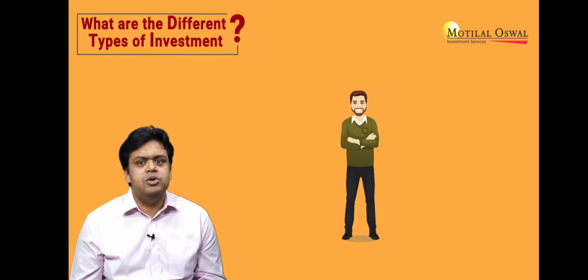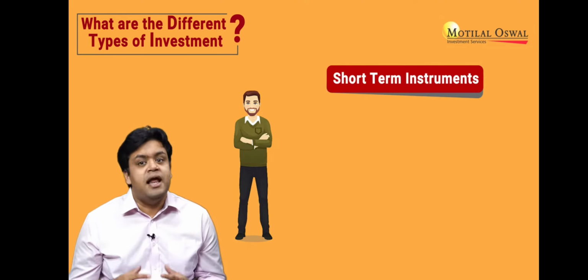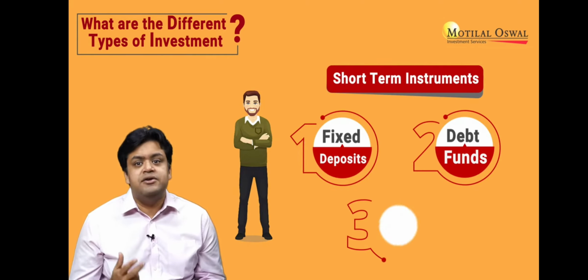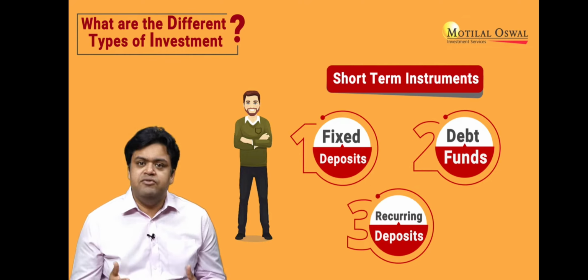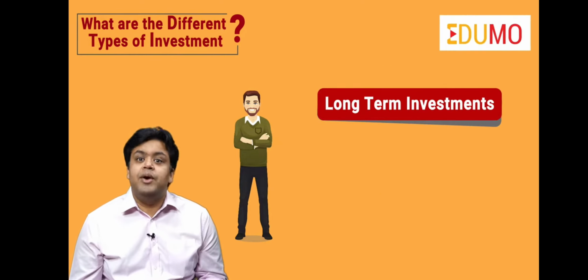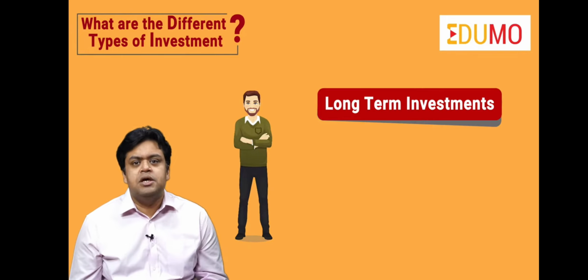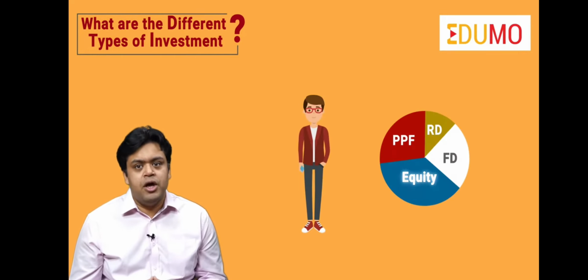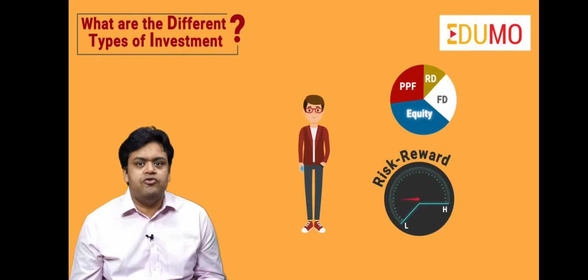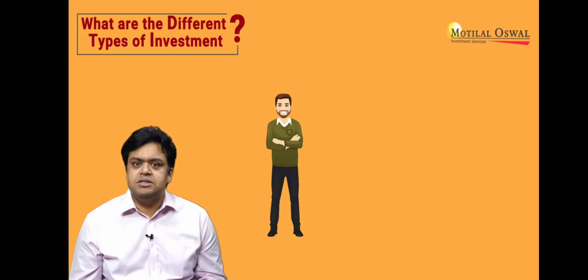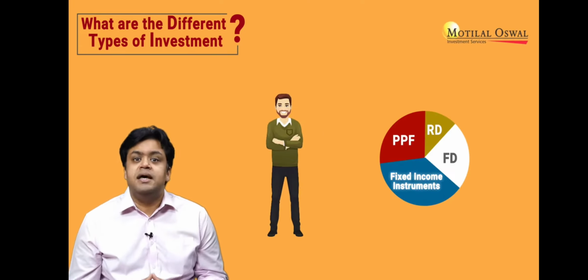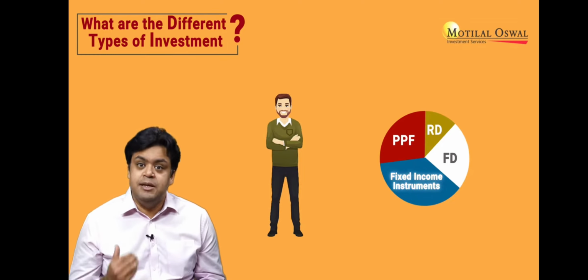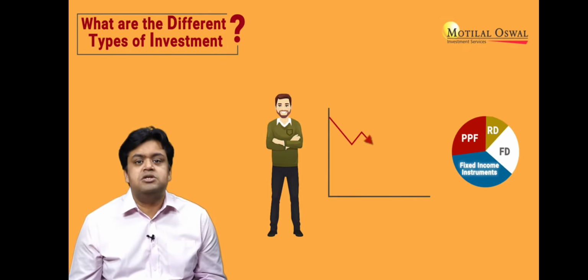If an individual wants safe and secure instruments, he should invest in short-term instruments like fixed deposits, debt funds, recurring deposits. If an individual is looking at long-term investments, wherein he is looking to create a corpus, he should choose equity. People who like to take risks should go for equity because the risk-reward ratio is very high in equities. For individuals who are risk-averse, going for fixed income instruments is the only good choice, since he would have sleepless nights if the value of his investments were to go down.